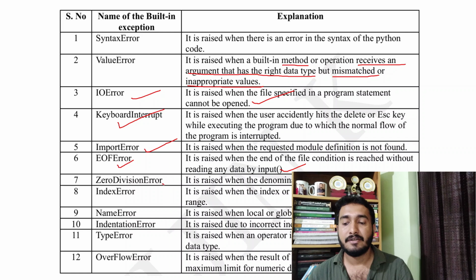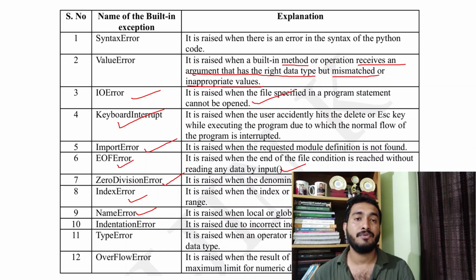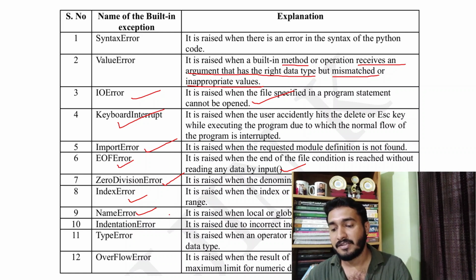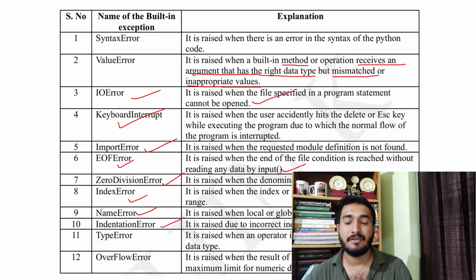Next is zero division error. That happens when you are trying to divide a number by 0. Next is index error. If you are trying to access an element at a particular index and that index actually doesn't exist. Next is name error. It is raised when a local or global variable name is not defined. You are trying to use a variable but it is not defined. Indentation error, if you are not maintaining proper indentation, it will show indentation error, but in Python 3 instead of indentation error it will show syntax error.